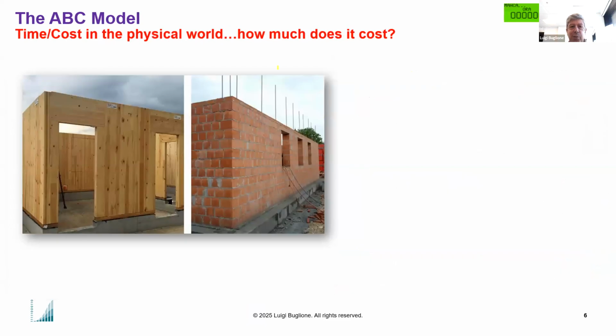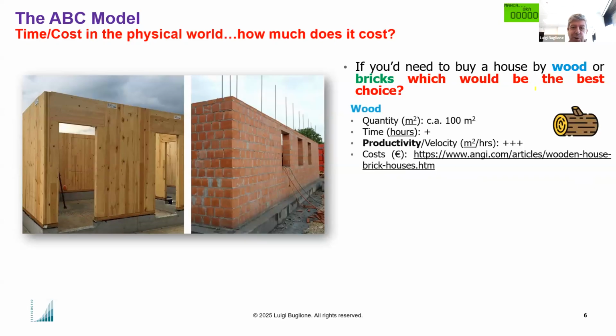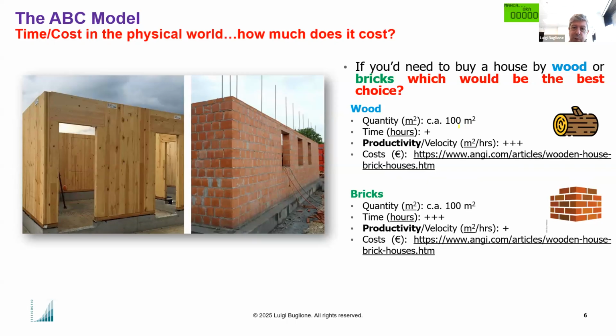And with a second example, should we build a house with wood or bricks? The best choice depends, because the quantity to be produced could be the same, but the time will differ. A pre-built house in wood would need fewer hours, and so it means being more productive. Building a house with bricks needs more time, and so the productivity could be lower. About the cost, I found this kind of information on this website also, if you could be interested.